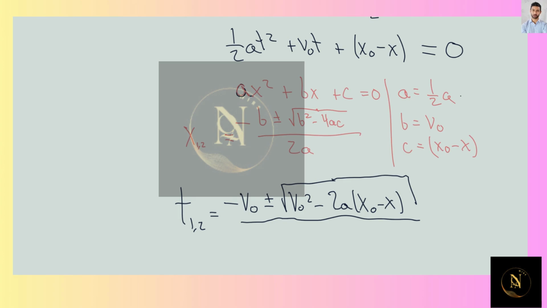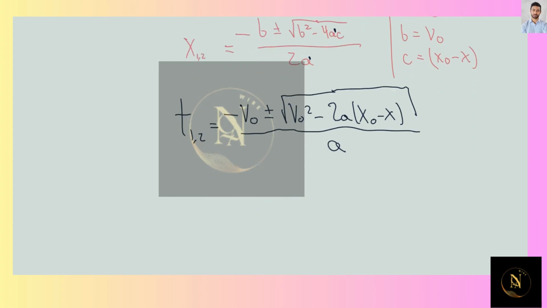In this case, it becomes a directly. Let's call this a prime, just for avoiding any possible confusion with the acceleration. So this would be your final formula for time.